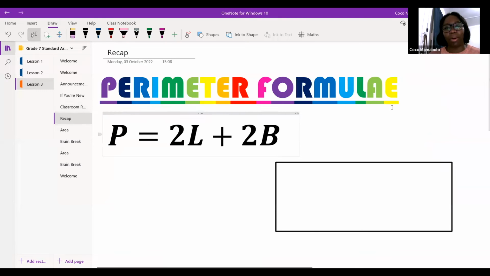To do a quick recap of what we did in the last lesson. We were learning about the formulae for the perimeter of a rectangle and the perimeter of a square.